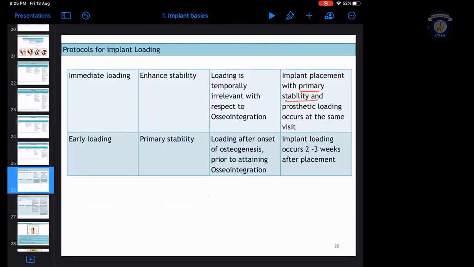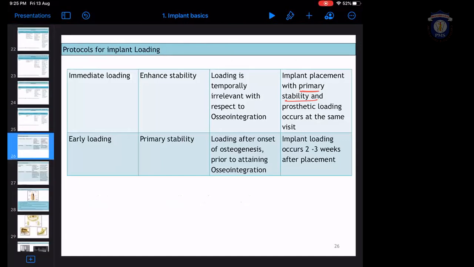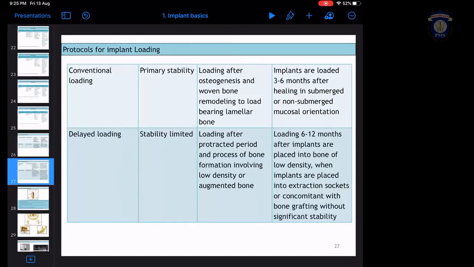Then we have the loading protocols, that is immediate loading, where if primary stability is achieved, we can load. That is, if we place the implant at 35 Newton meters of torque, we can immediately load. Loading means we are placing the crown and it is in function. Then early loading is there, conventional loading is there, then there is delayed loading.